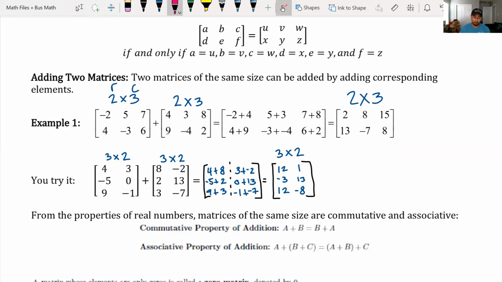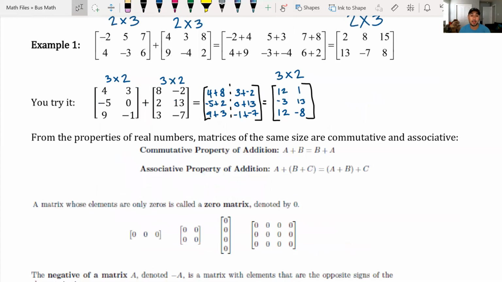Now, the associative property of addition says A plus (B plus C) is the same as (A plus B) plus C. So let's say you were adding 3 matrices together, right? It wouldn't matter the order in which you added them, because no matter what, you would get the same result. So you could do B plus C first and then add A, or you can do A and B first and then add C. That's all the associative property says. And these properties can be applied to matrices, because in a way, matrices are also purely algebraic.